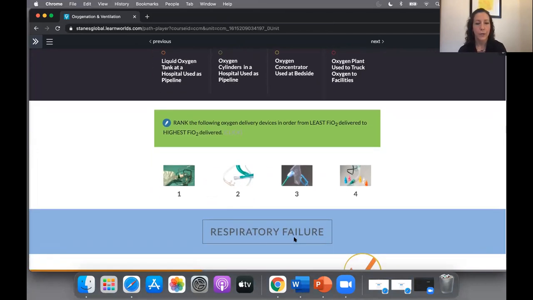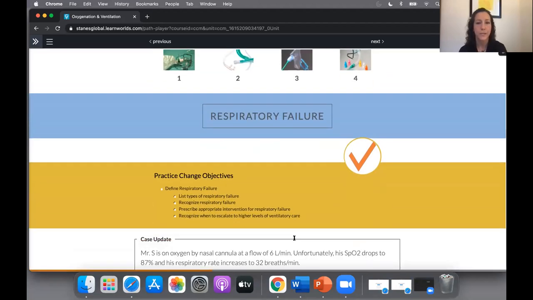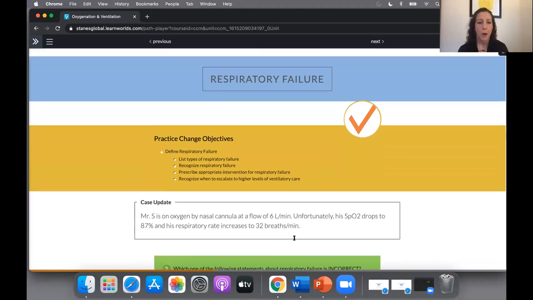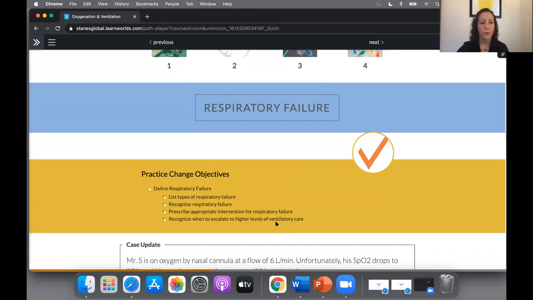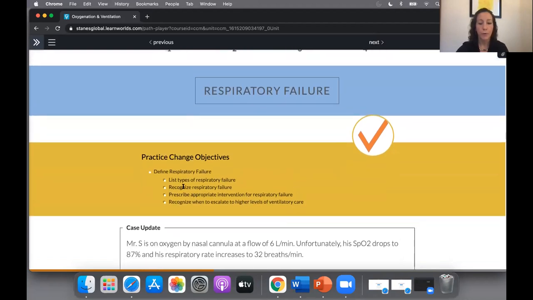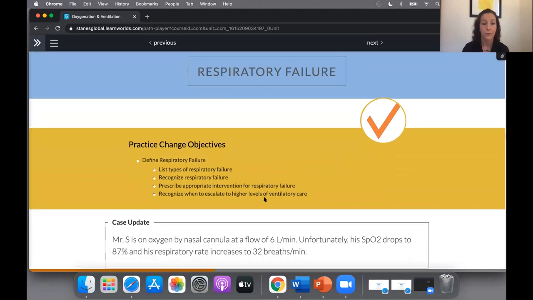Okay, now we're going to go to respiratory failure, which is the next segment of the discussion. Our practice change objectives here, we want to list the types of respiratory failure. Again, it's really important that we not only know the types, but that we recognize it when we see it so that we can appropriately intervene. And then if we do intervene and support the patient, we want to make sure that it's working and we want to recognize when it's not working. So respiratory failure is very common and we see it all the time. And there's different ways to support patients in respiratory failure.